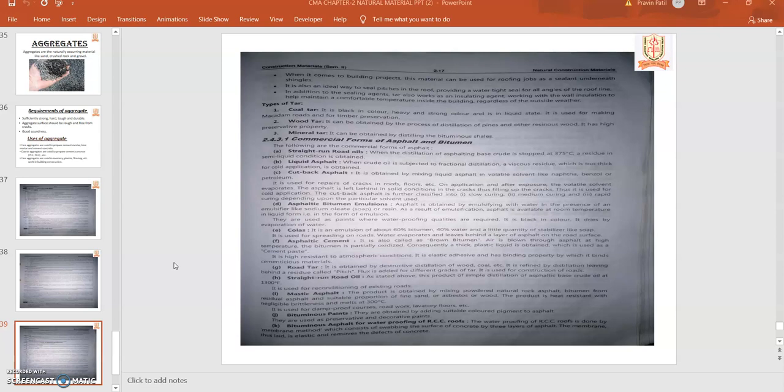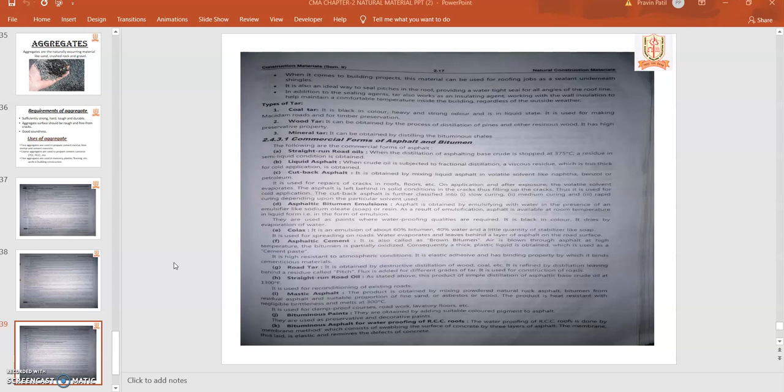Then asphaltic bitumen emulsions. The asphalt is obtained by emulsifying with water in the presence of an emulsifier like sodium oleate or soap or resin. As a result of emulsification, asphalt is available at room temperature in a liquid form, for example, in the form of emulsion. They are used as paints where waterproofing qualities are required. It is black in color and it dries by evaporation of the water.